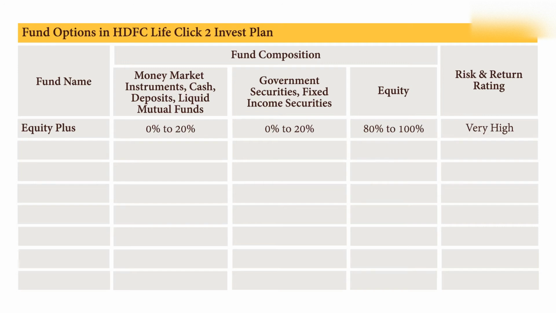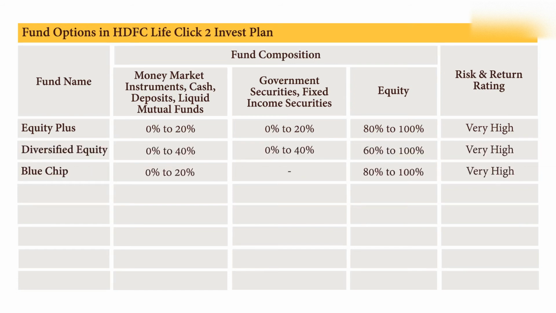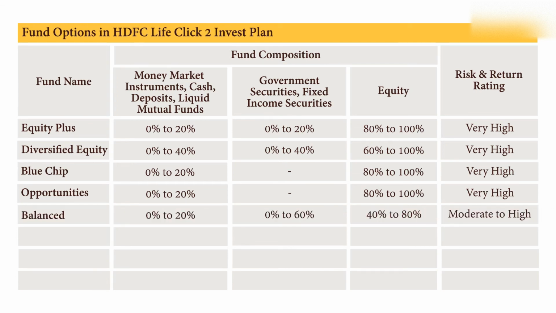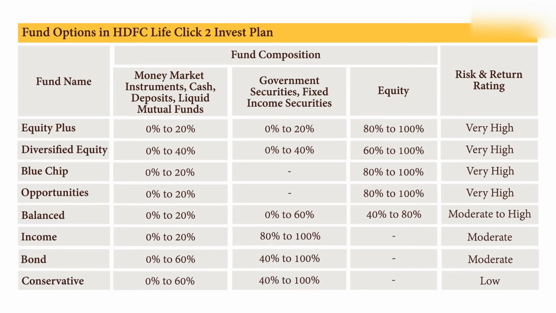If you're young and you plan to stay invested for 5 to 10 years, I would recommend going in for the slightly more aggressive and riskier portfolio because the chances of getting higher returns are much better. So the others, you can just go through this table again. You've got a diversified equity fund, a blue chip fund, an opportunities fund, a balanced fund, income fund, bond fund, and a conservative fund.